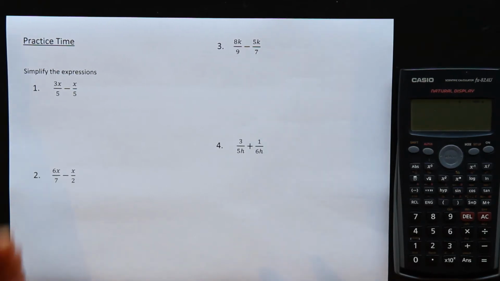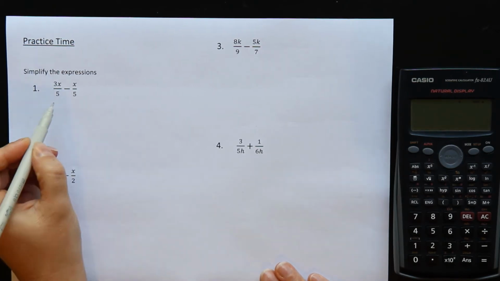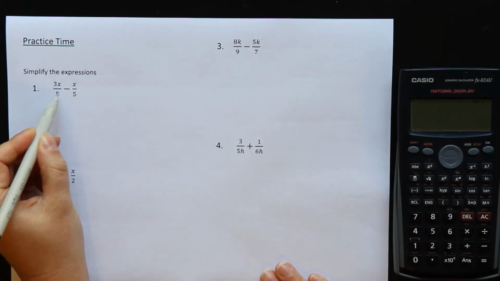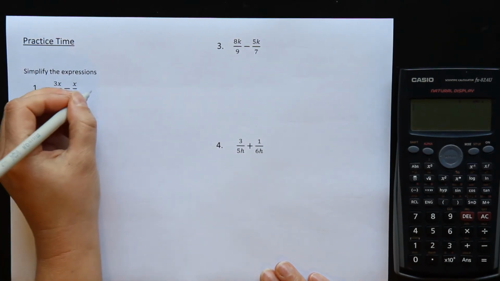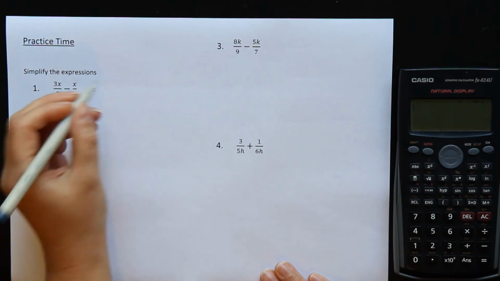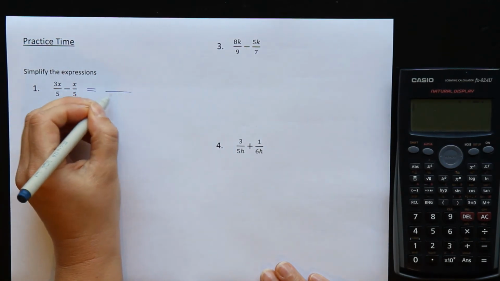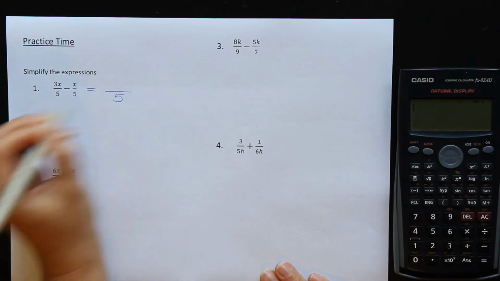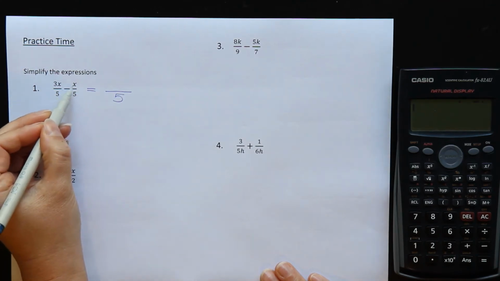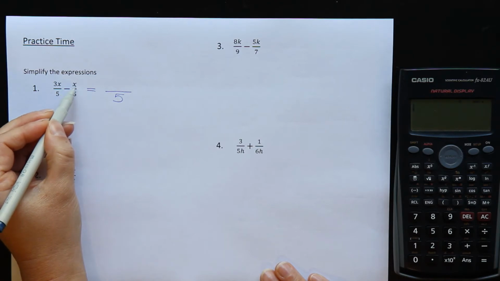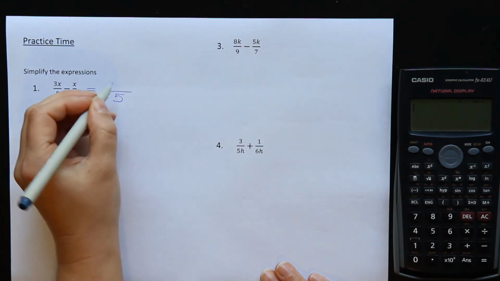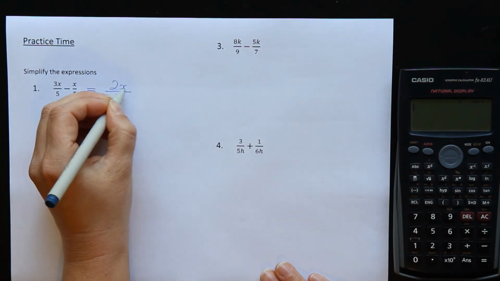Question 1. So remember, we have to have a common denominator. The first question already has 5 for both the denominators. So we are able to go straight to the answer. 5 is going to be the denominator for the answer, and I just need to subtract across the top. 3x minus x, well, that's a 1x, so 3 minus 1 is 2x, and that's it for that one.